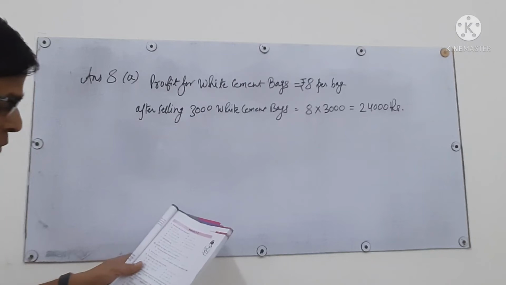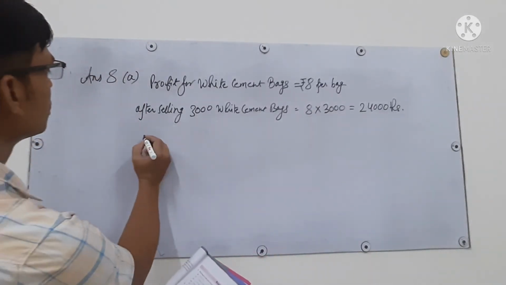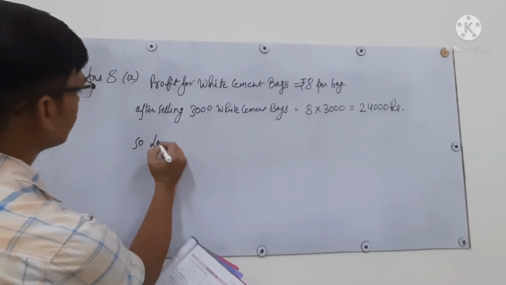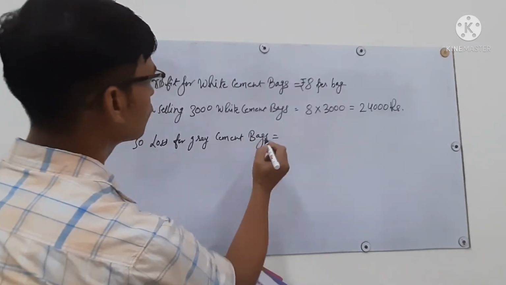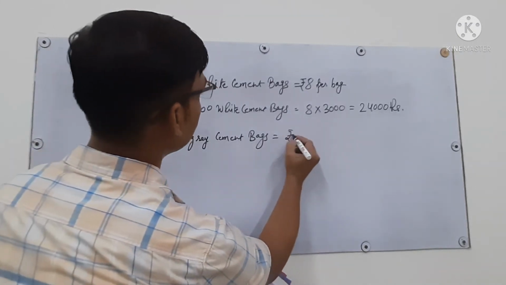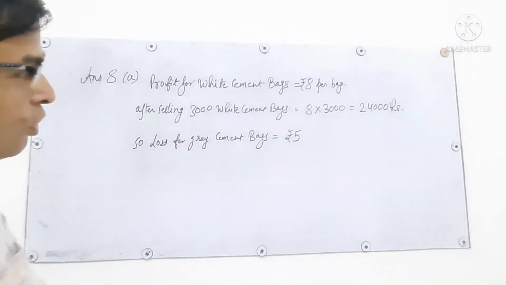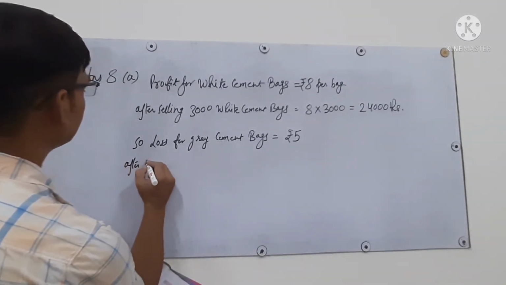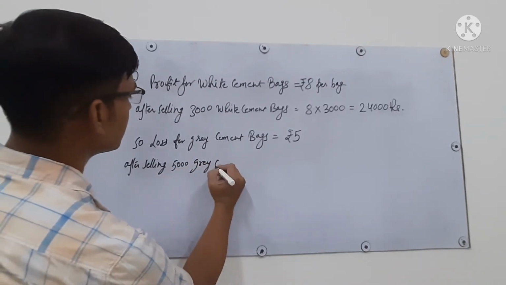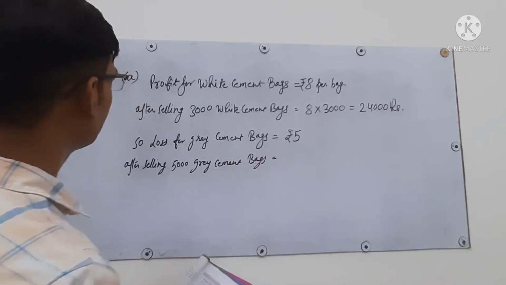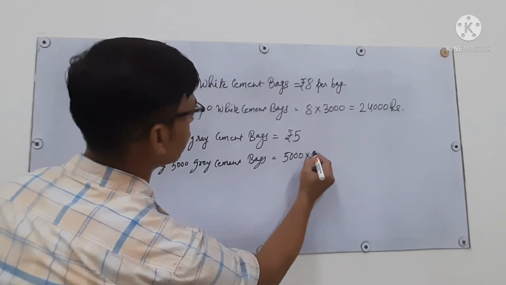Similarly, when the company sold grey cement bags, the company has a loss of rupees 5. So loss for grey cement bags, it is given here rupees 5. Okay. If the company sells grey cement bags, then the company will have rupees 5 loss. Okay. So after selling 5000 grey cement bags, what will be its loss? Its loss will be 5000 cross 5.